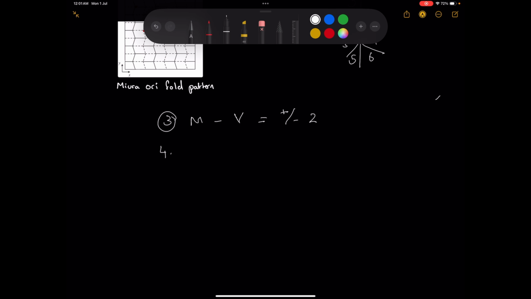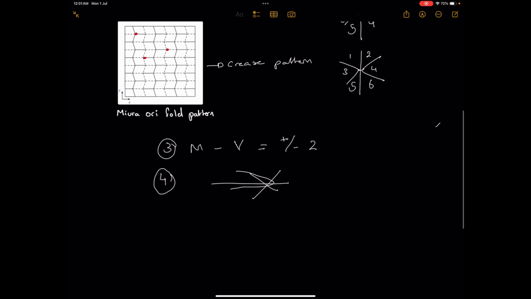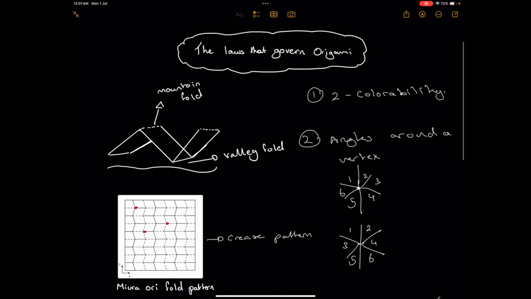And moving on to our fourth and final law, which basically states that if we have a fold, a sheet cannot penetrate this fold. And yep, that's it for our laws of origami, and hope you guys understand.